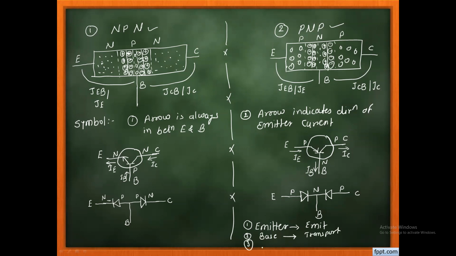And the third terminal is the collector terminal. The name itself tells you that it will collect the majority carriers which are emitted by the emitter. Okay. Based on these three functions, the names are decided: emitter, base, and collector. And the doping level is also different.